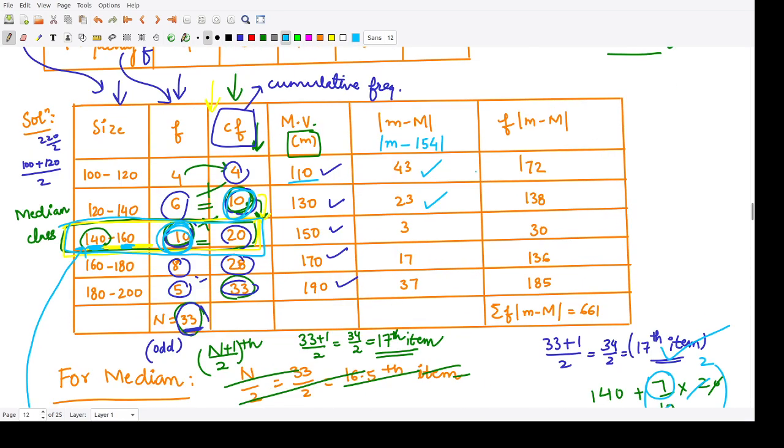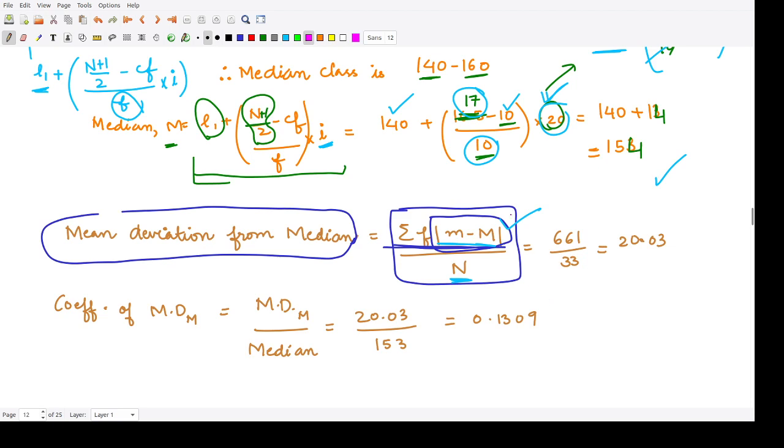So this is the value, and then we multiply this whole column with the frequency column. So we obtain this column. These are the values corresponding to each entry. Then we add up all of this. So we have 661 as the value of summation f modulus of m minus M1. When you substitute it here, you have 661 and the value of n here is 33. So when you divide, you have 20.03. So this is the mean deviation about median.